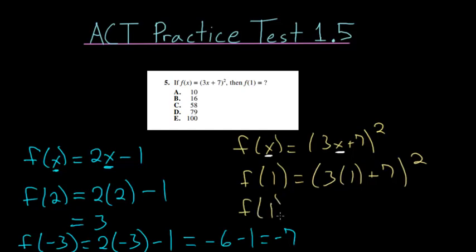So f of 1 equals, in parentheses, 3 times 1, which is 3, plus 7. So that evaluates to 10, and then we have to square it. And 10 squared is just 10 times 10, which is 100. So f of 1 is equal to 100, which is this choice here, letter E.